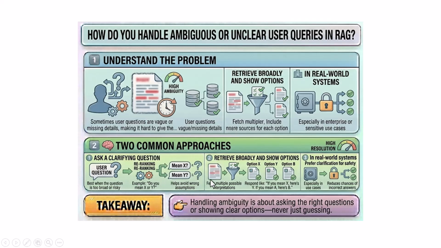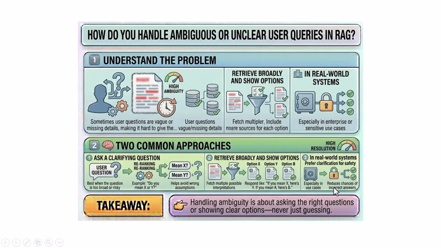Okay. And another approach to avoid ambiguity is retrieve broadly and show options. That is, fetch multiple possible interpretations. So respond like, if you mean X, here's Y. If you mean A, here's B. Also include sources for each option. Okay. And in real world systems, prefer clarification for safety, especially in enterprise or sensitive use cases.